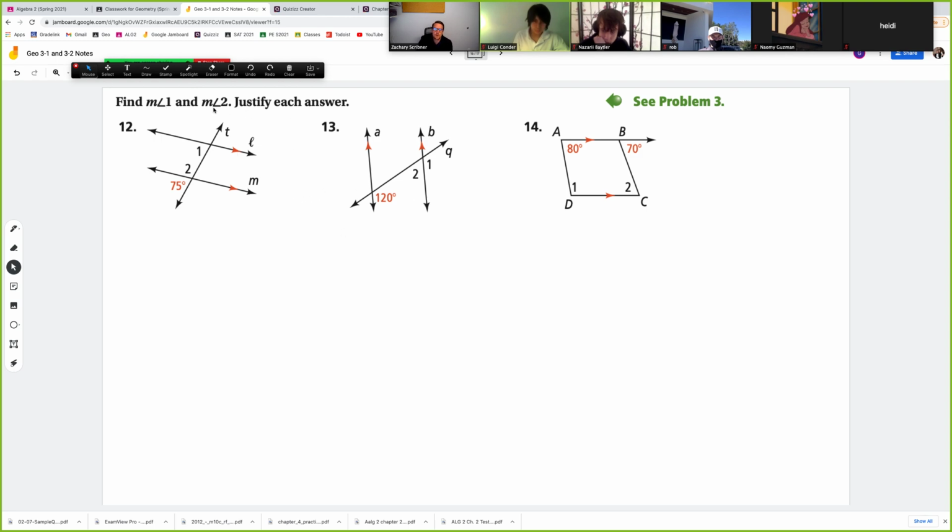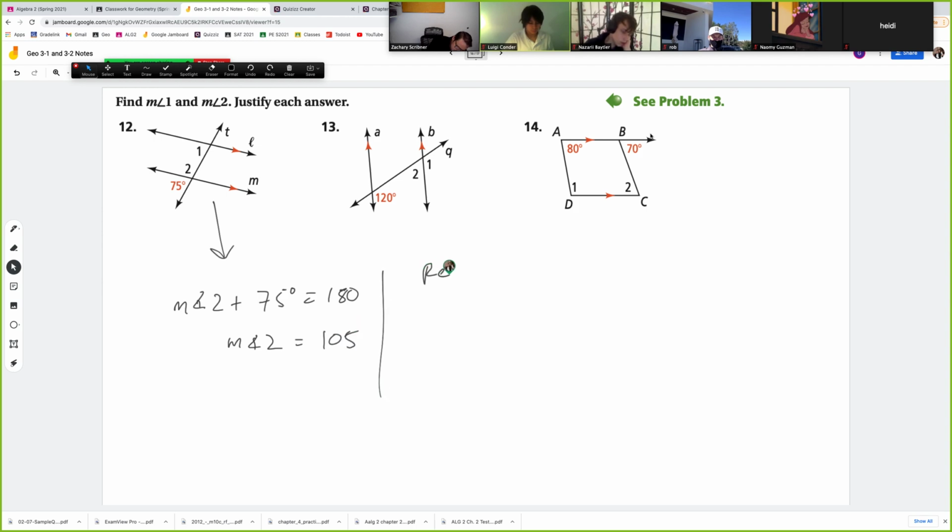Find the measure of angle 1 and the measure of angle 2. All right, so we're going to do this one right here. Watch how simple this is and how fast this is. Measure of angle 2 plus 75 degrees equals 180. The measure of angle 2 equals 105.